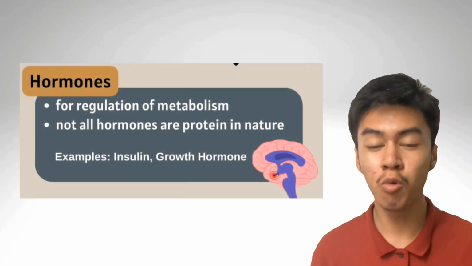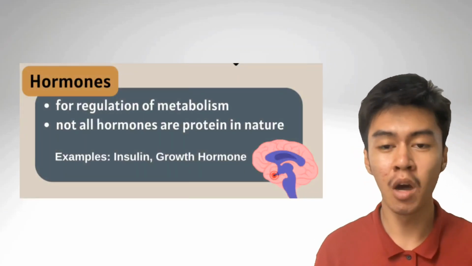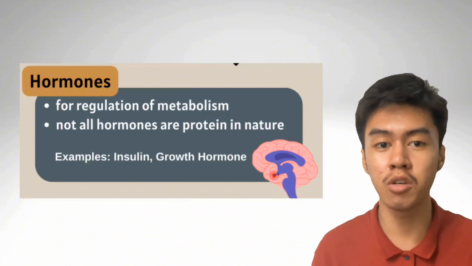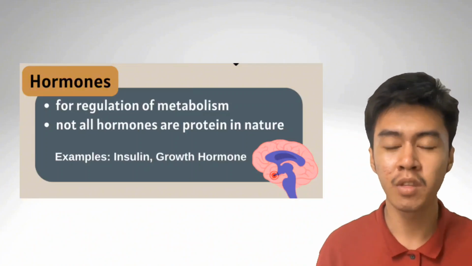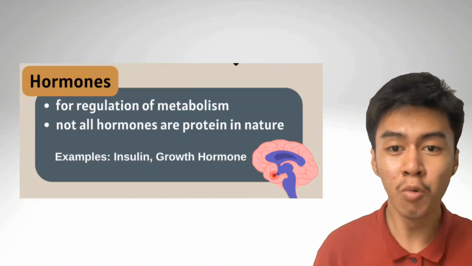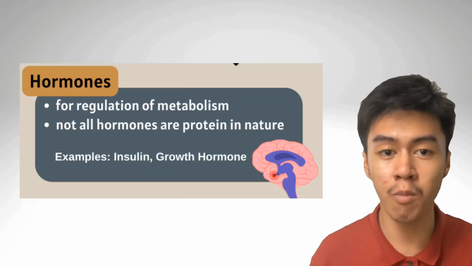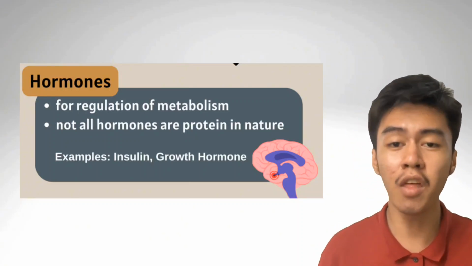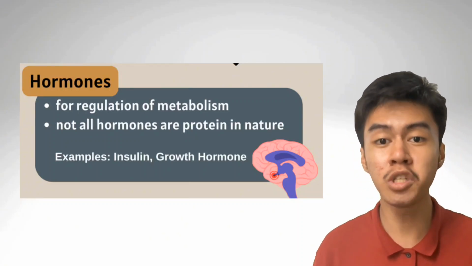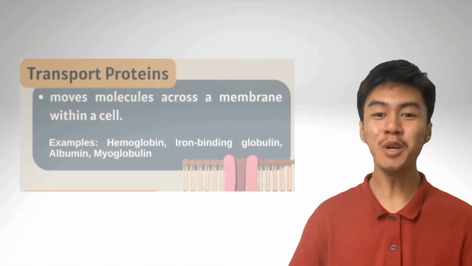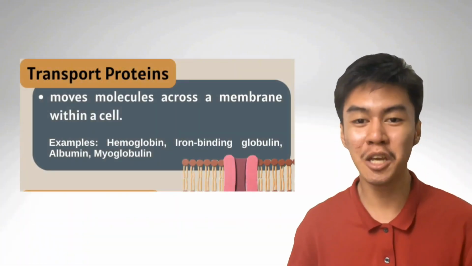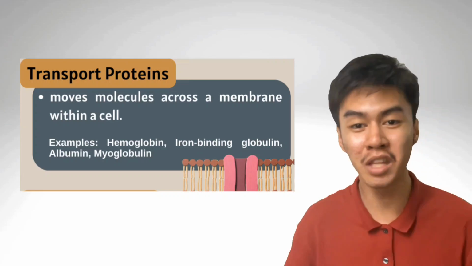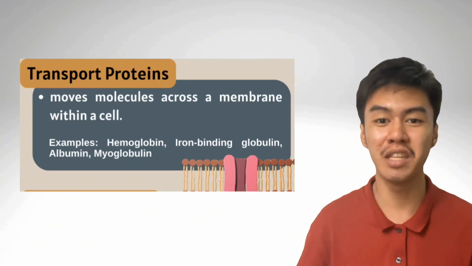Followed by the next classification, we have hormones, which regulate metabolism. However, not all hormones are considered protein in nature. For example, insulin, which regulates or controls carbohydrate metabolism. Another example is growth hormones, which stimulate growth. We also have here transport proteins, which are responsible for moving molecules across a membrane within a cell.